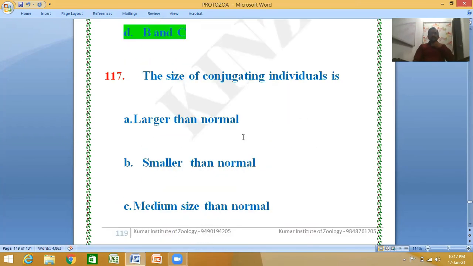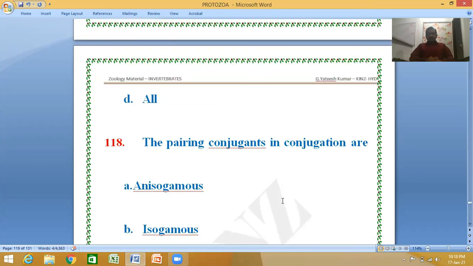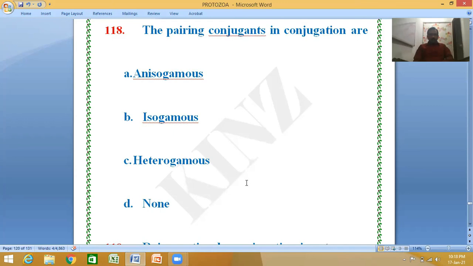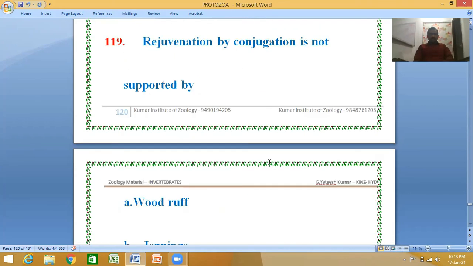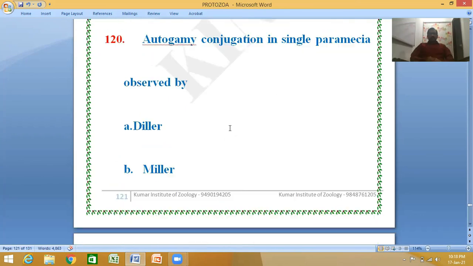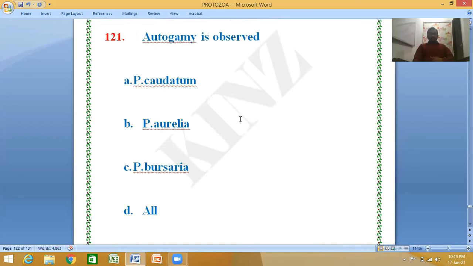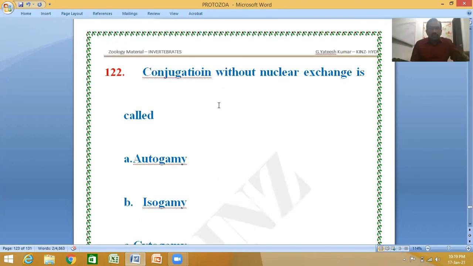Next, the size of conjugating individuals is smaller than normal. The pairing conjugants in conjugation are isogamous. Rejuvenation by conjugation is not supported by Woodruff and Jennings. Autogamy, conjugation in a single Paramecium, was observed by Diller. Autogamy is observed in Paramecium aurelia. Conjugation without nuclear exchange is called autogamy.